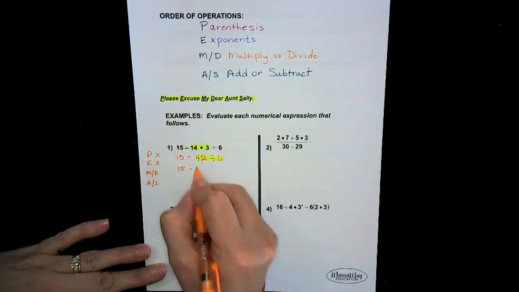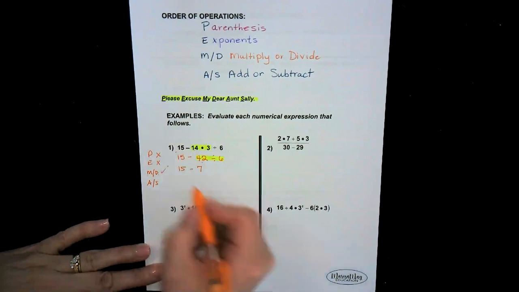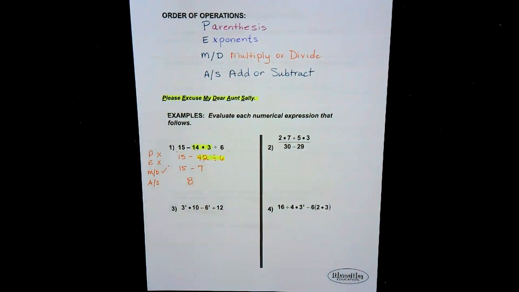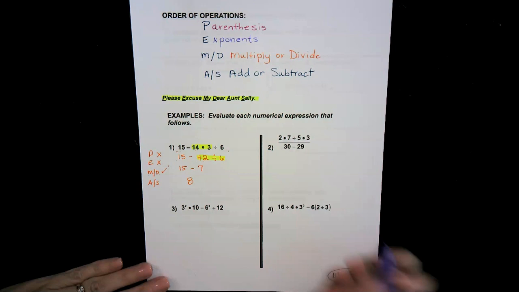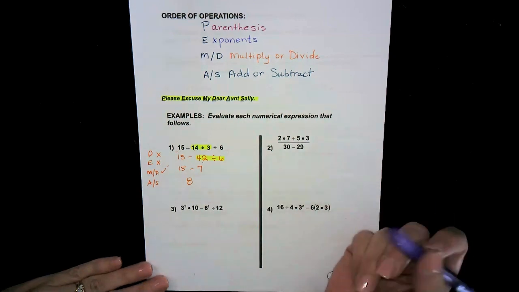42 divided by 6 would give me 7. And now I'm done with this step. Now we add or subtract. 15 minus 7 is 8. Okay, I think the highlighter will help you to focus your eye on the part of the problem that you're actually finding a value for.